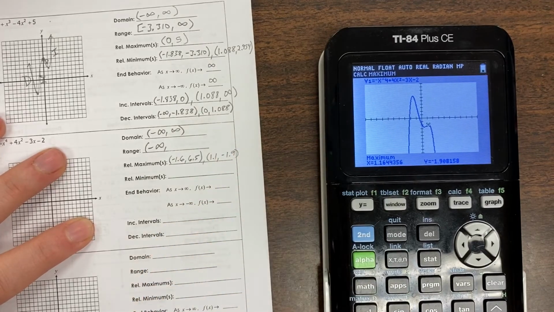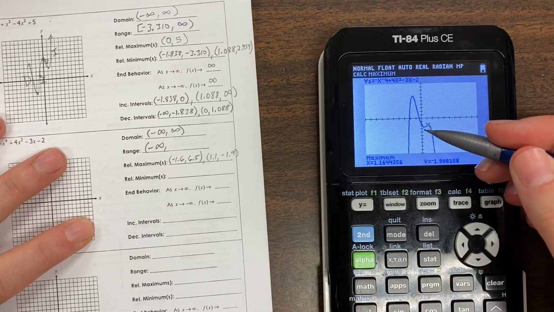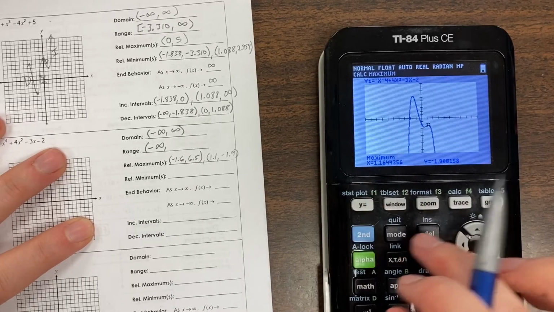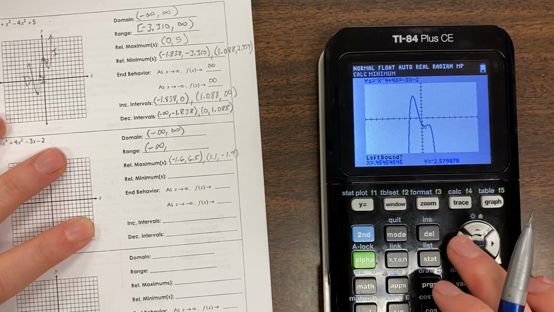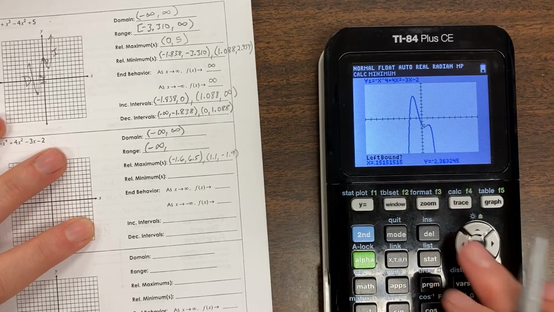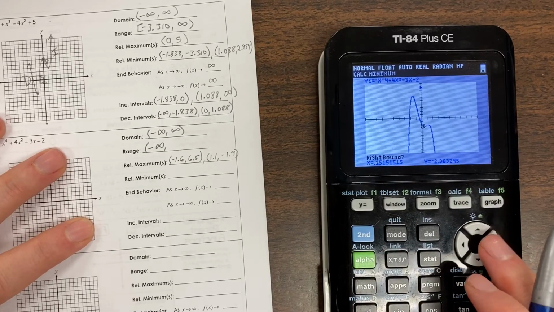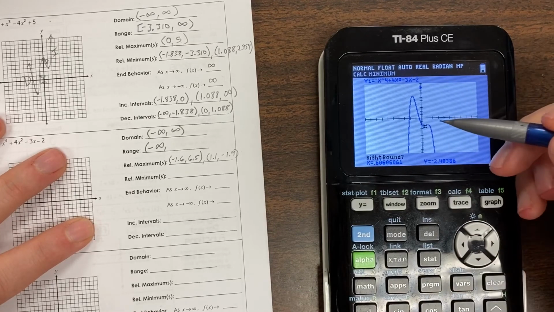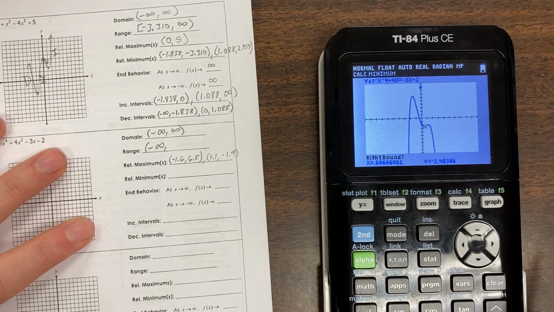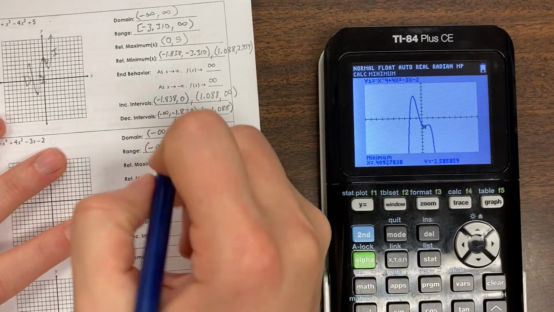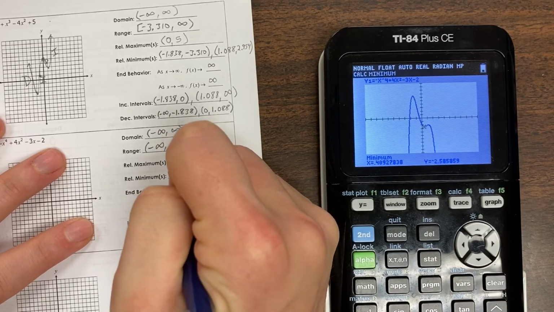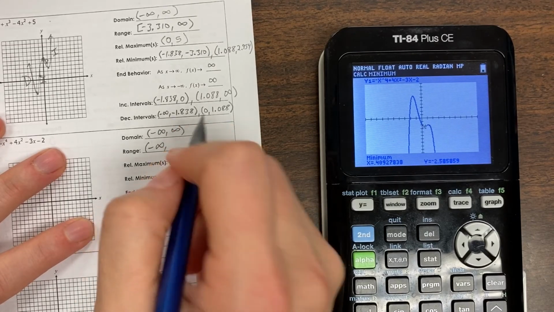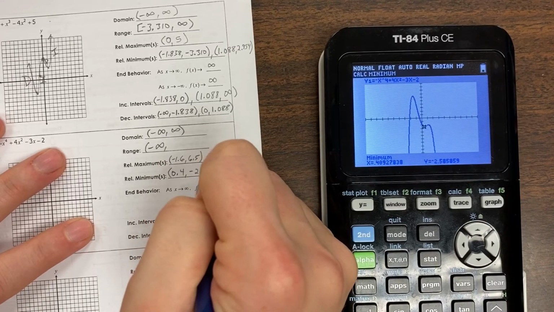Like that. We have one minimum, it's this right here, that little low point. So second calc minimum. So this is the point we're talking about. Go a little bit to the left, not too far though, hit enter. Go a little bit to the right, but don't get in with that maximum. And then back to the bottom, so about right there. So 0.4, and then negative 2.6, like that.